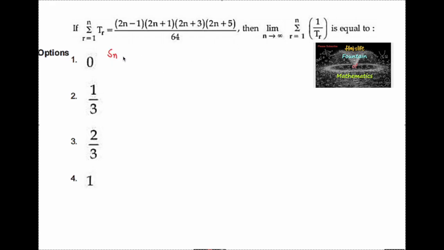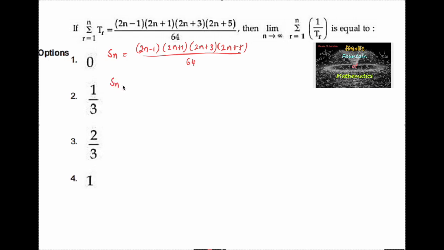So here we have Sn is equal to (2n minus 1)(2n plus 1)(2n plus 3)(2n plus 5) upon 64. Let us find the term.